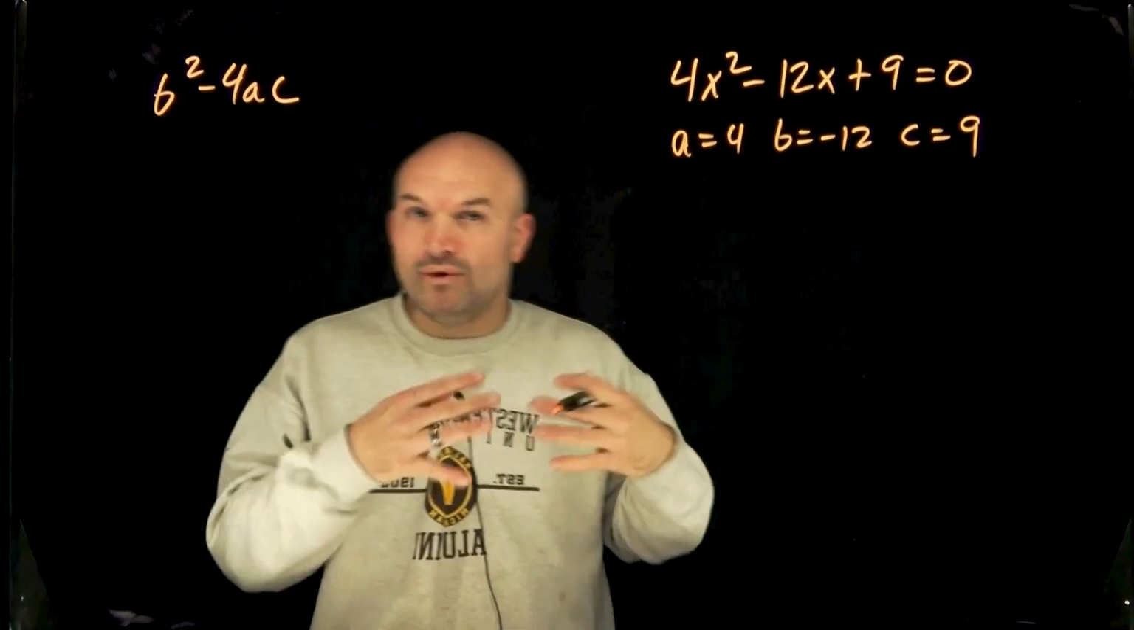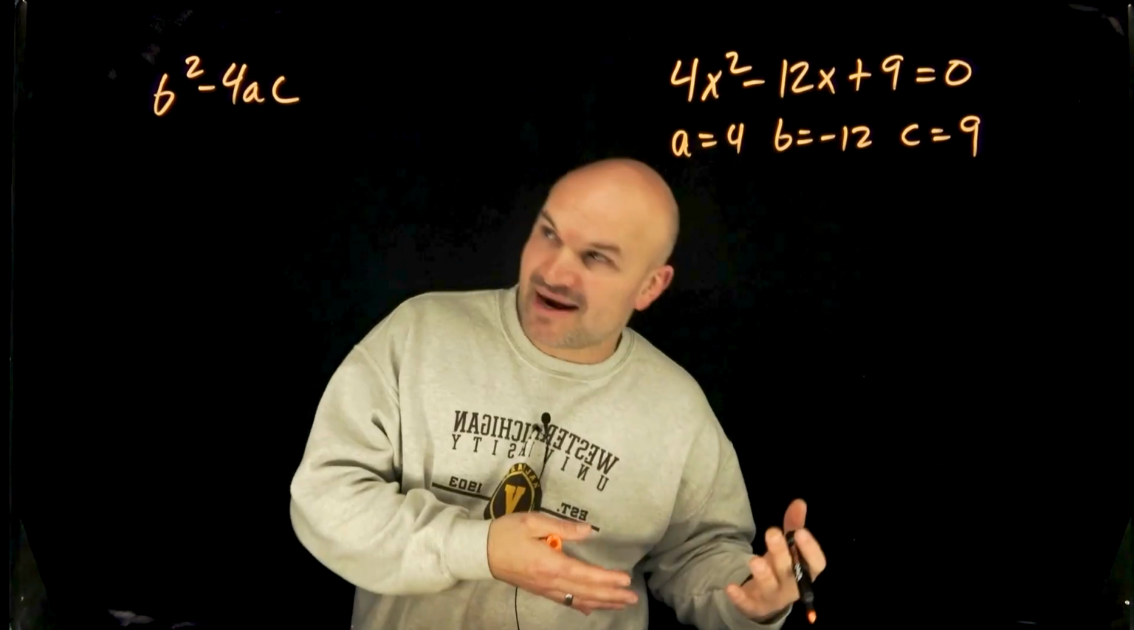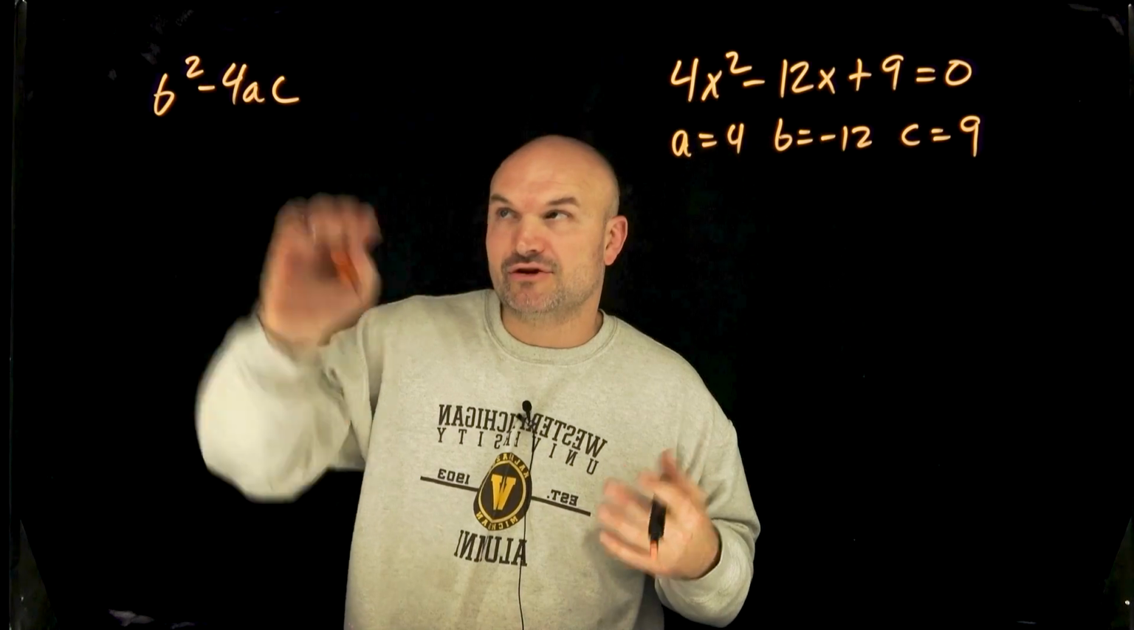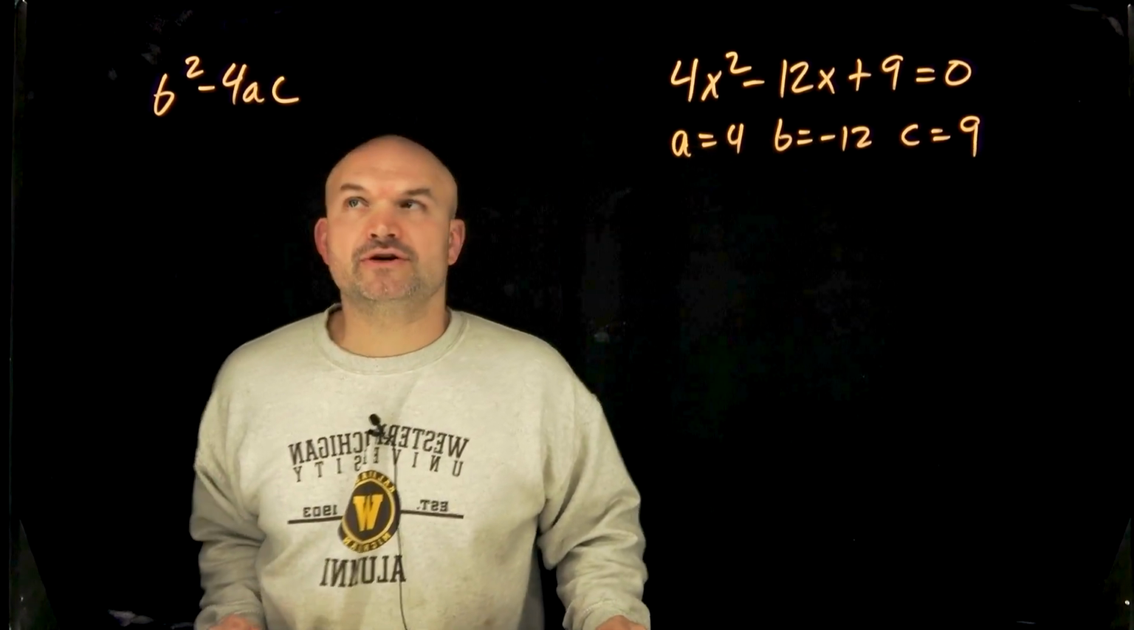And especially, is it one real? Is it two real? Is it two real irrational? Or are they rational? Or is there no solution? Are they complex? Everything about it comes from the discriminant. So what we're simply going to do is plug things in. Now, when you plug things in, please make sure you're using parentheses.